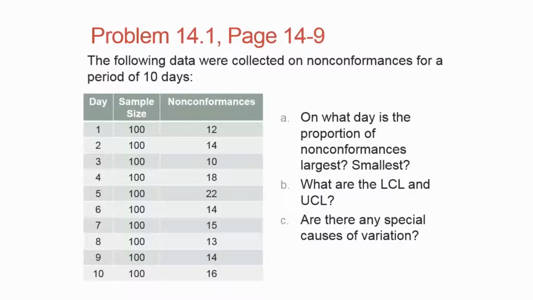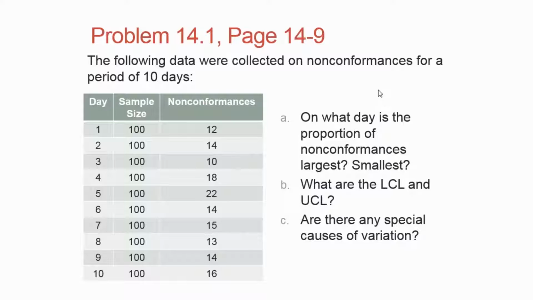We've collected some data on nonconformances for a period of 10 days. And nonconformances just means these parts were not satisfactory. We weren't able to use them. In this particular example, you'll notice that the sample sizes are all the same. We've got 10 days on which we took observations, and we've collected data each day to find out of 100 observations, how many of those were good or bad.